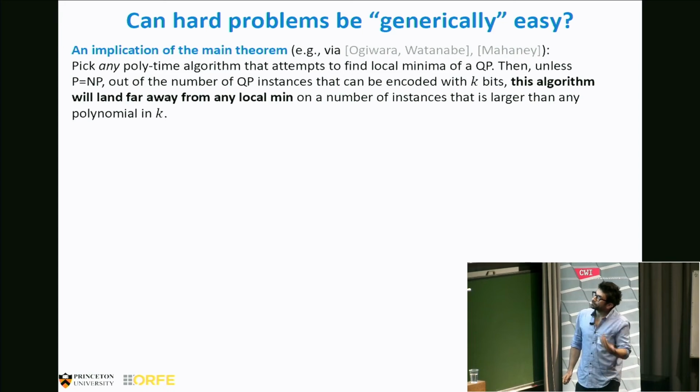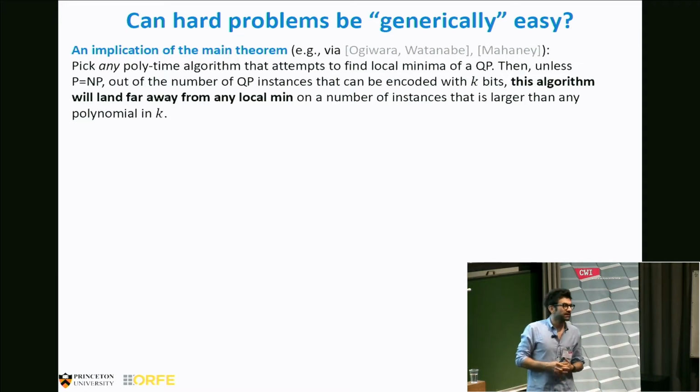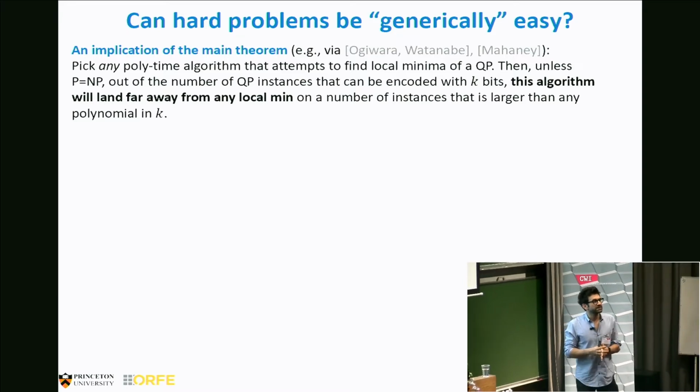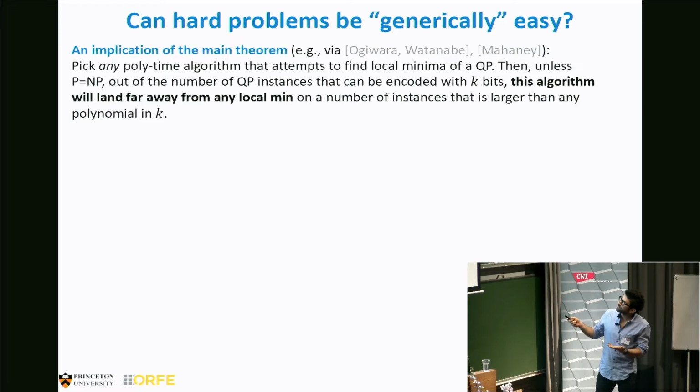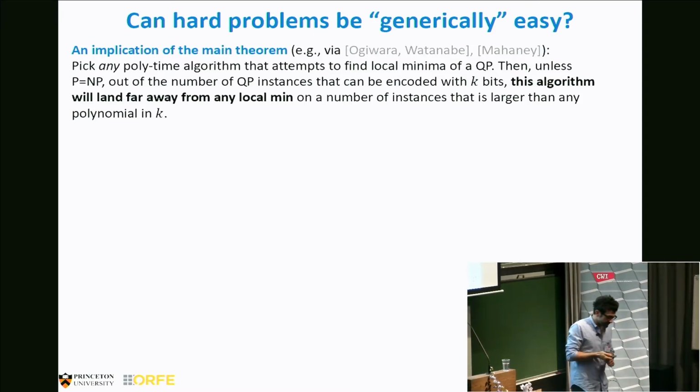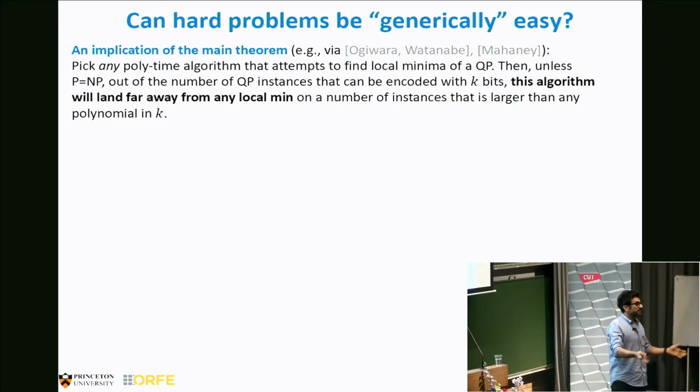So first of all, there are a number of results in the theoretical computer science community that say if you have any NP-hard problem, it cannot be that the only hard instances are a few, like this, and this can be formalized. Let me just say what this implies for this problem. An implication of this result plus these other theorems is that if you pick any polytime algorithm which attempts to find the local min of a quadratic program, let's say gradient descent with projection to the polytope, or some sort of semi-definite relaxation, any algorithm, as long as it runs in polytime.